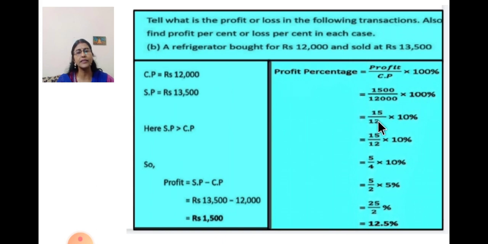And then we'll reduce it. On reducing, you will get 15, this 0 will be cut, and this 0 will be cut. So you'll get 15 upon 12 into 10. And then again you can reduce this. Both are divisible by 3. 3 5s are 15, 3 4s are 12. So 5 upon 4 into 10. Then again we will reduce this by 2. We can divide both the numbers by 2. You will get 5 upon 2 into 5%, and then 25 upon 2. When you divide 25 by 2, you will get 12.5%.